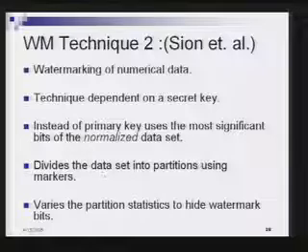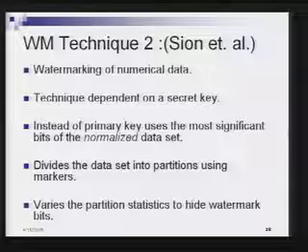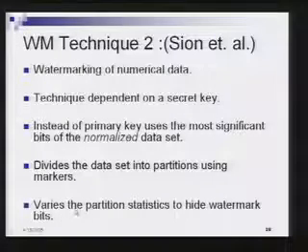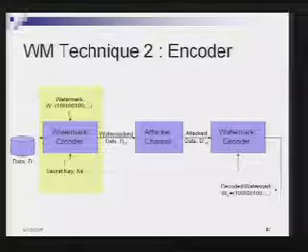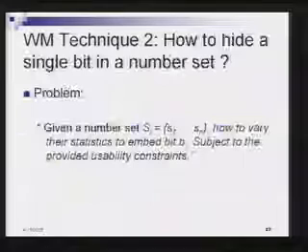It divides the data set into partitions using markers. So you remember the first technique, markers decided where you are hiding the data, right? You are hiding the bit. Here, they will hide the data not in one tuple, they will hide it in groups of tuples. So to decide where the groups are, you partition the data using the markers. We will see how. It varies the partition. So instead of embedding in the least significant bits, it will insert the watermark bits in the statistics of the numbers. We will see how. So this is the general model. It abides by the general model, and let's talk about the encoder.